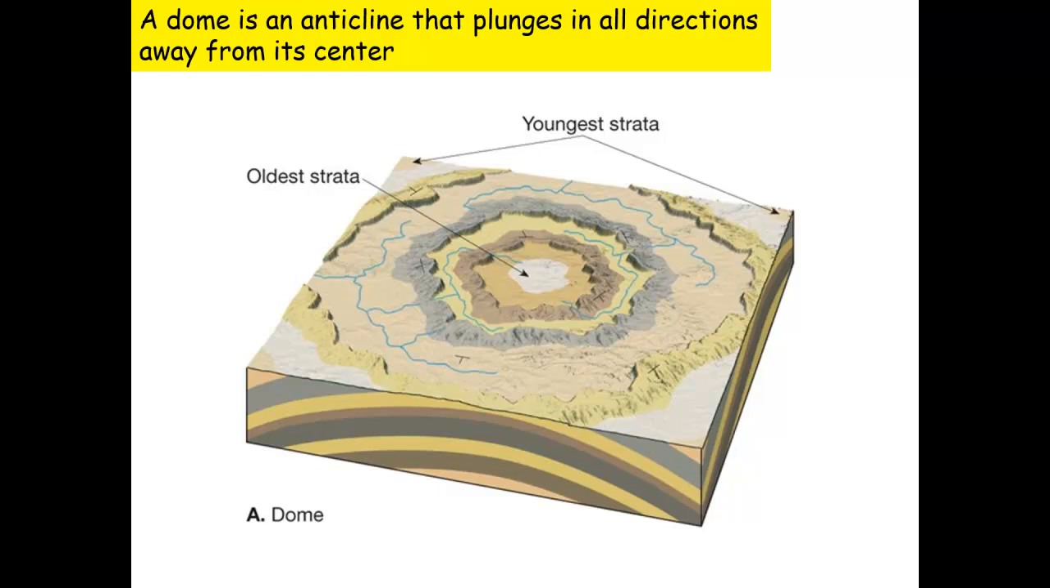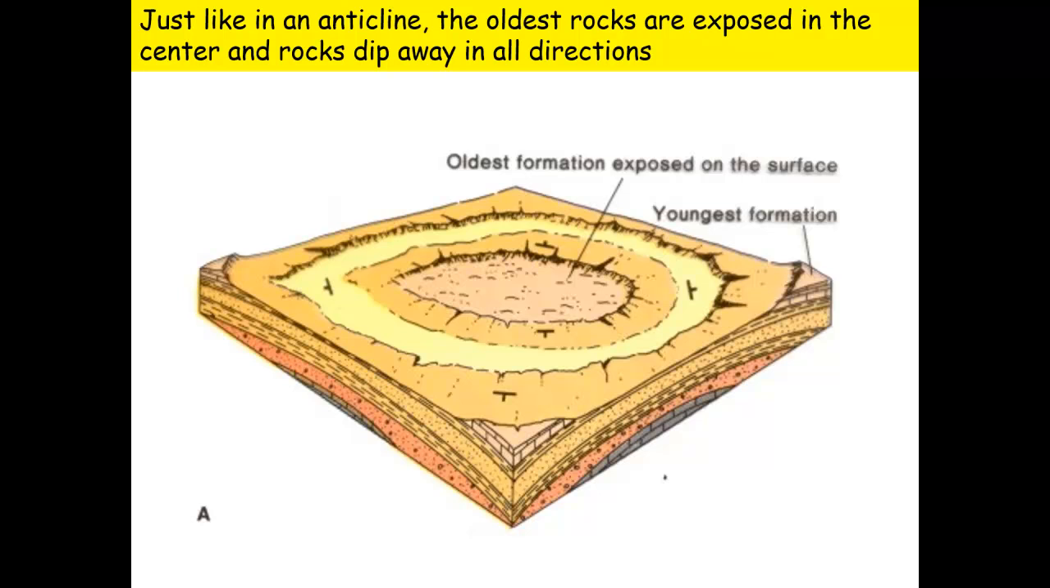There are two other structures you should know about, and they are called domes and basins. They're actually very easy, and they're very similar to synclines and anticlines. A dome is nothing more than an anticline that plunges in all directions away from its center. So it looks like a set of bowls that are turned upside down. As with all types of anticlines, in a dome we have the oldest rocks exposed in the middle, and the rocks everywhere are going to dip away from the center. Those are the characteristics of a dome.